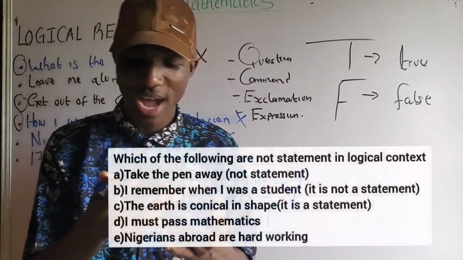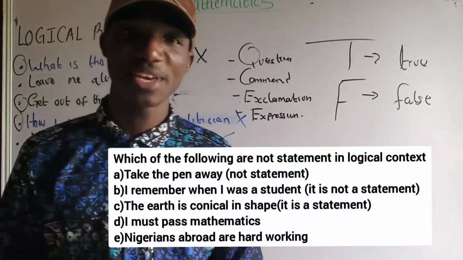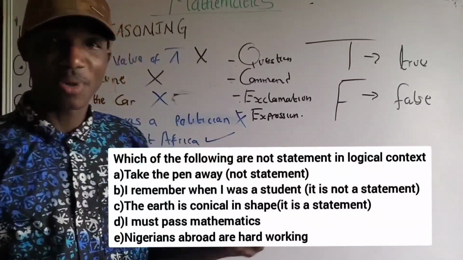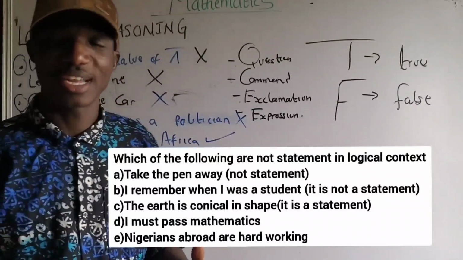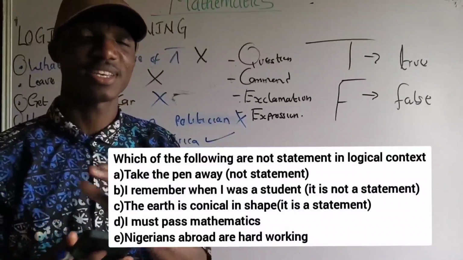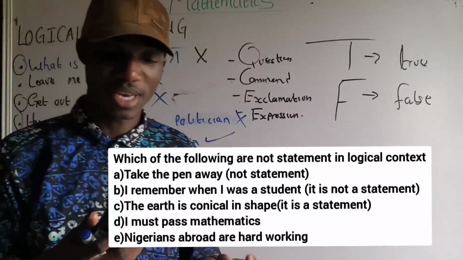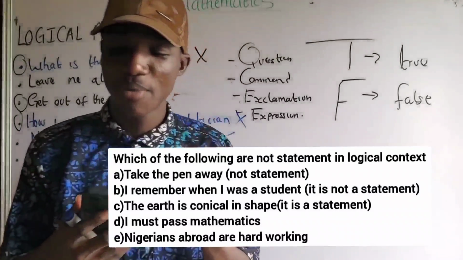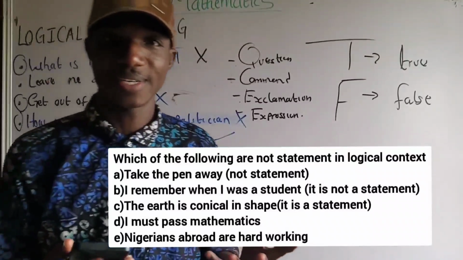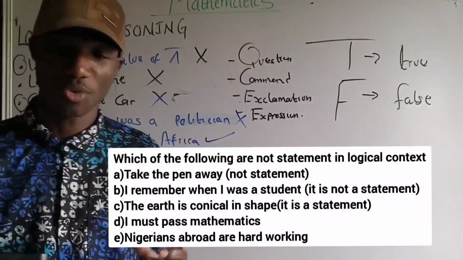Which of the following are not statements in logical context? Okay, take the pen away. That's the first one. Take the pen away is in form of a command. You understand? And I told you any sentence that comes in form of a command cannot be regarded as a statement. Okay, so that is not a statement. Okay, B, we have I remember when I was a student. That's not a statement as well, because it cannot be argued out. You understand? It cannot be used in logical context.